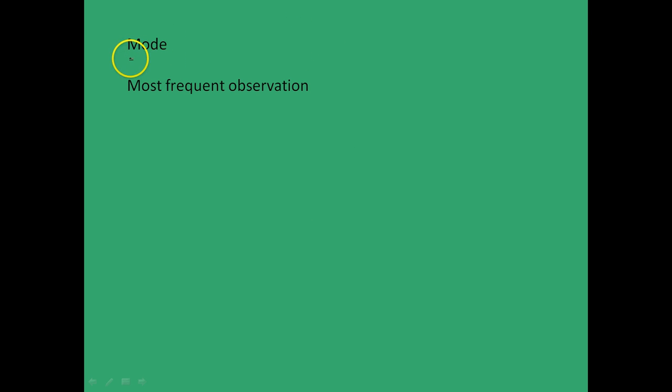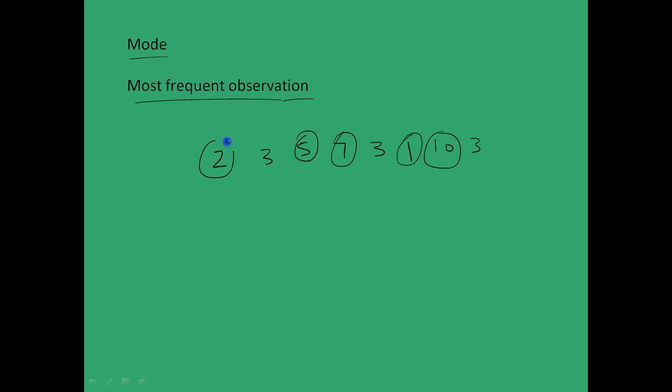Finally, we'll look at mode. Mode is simply the most frequent observation. So if you have, say, 2, 3, 5, 7, 3, 1, 10, 3. In this case, you observe that 1 occurs once, 10 occurs once, 5 occurs once, 7 occurs once, 2 occurs once, but 3 occurs 3 times. And so 3 can be called the mode of this data set. It's as simple as that. Simply find out which of the data points occur the most number of times, and that becomes the mode of that data set.